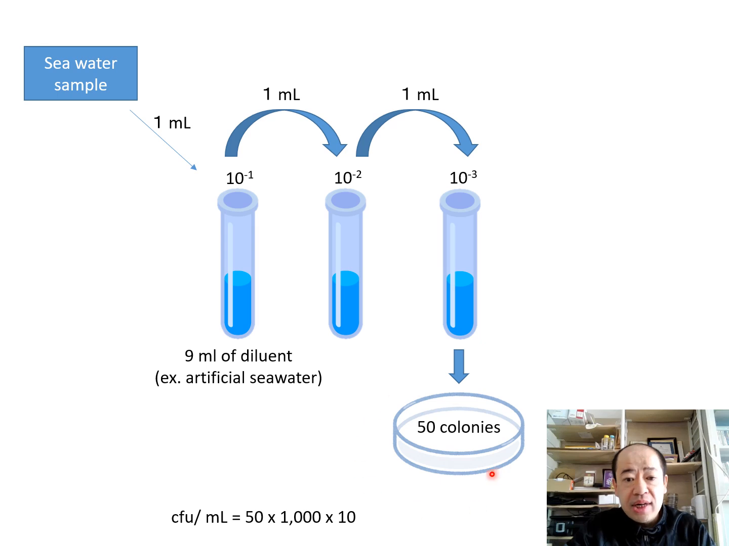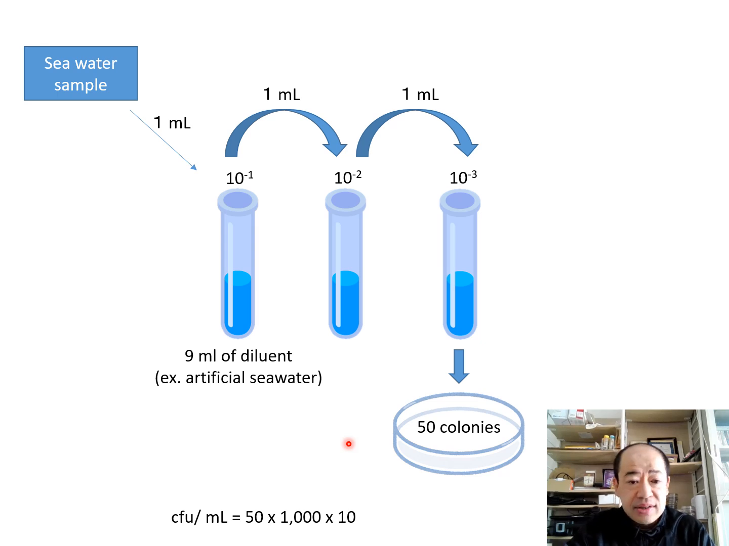We utilize the number of colonies, 50, which should be multiplied by the level of dilution, in this case 10 to the 3rd, meaning 1000. Now the unit: we want CFU per milliliter of sample. From this tube we transferred 0.1 milliliter onto the medium, but we need to calculate per milliliter, so we have to multiply by 10 to adjust the unit.